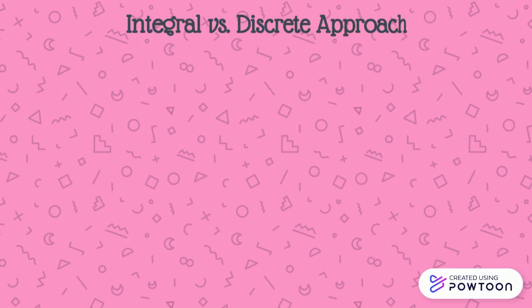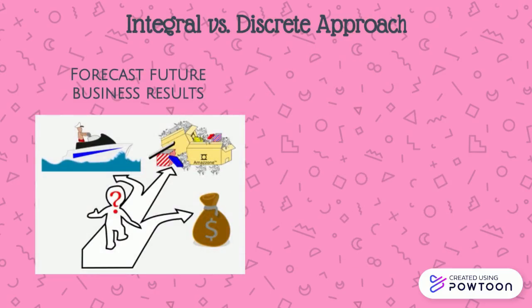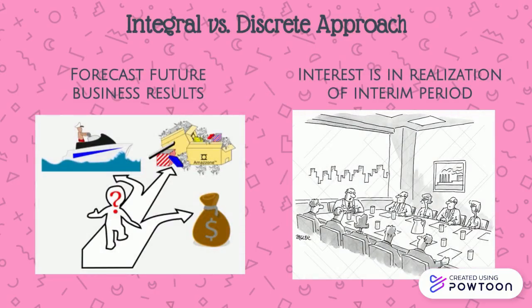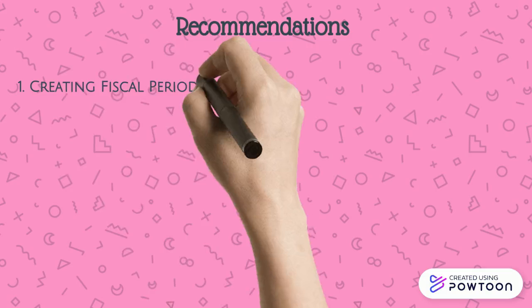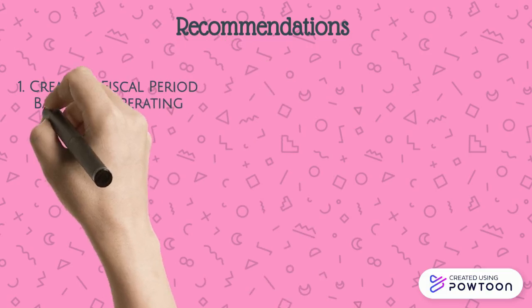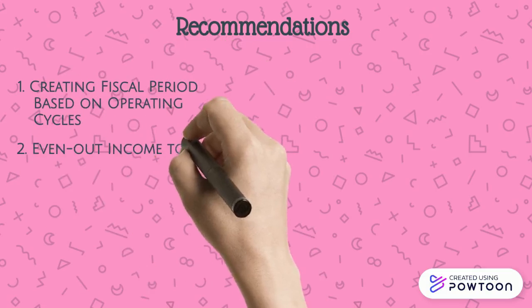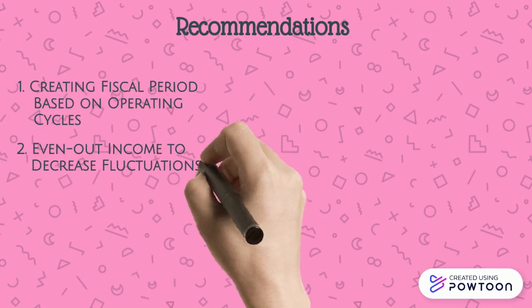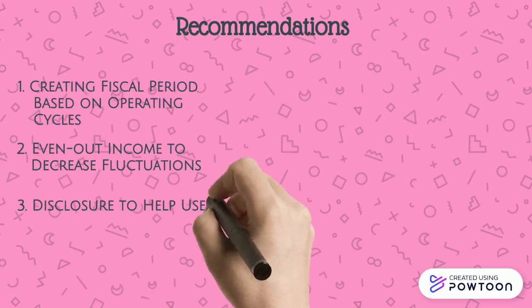The integral approach argues that interim reporting helps forecast future business results, while the discrete approach counter-argues that interim reporting is used because there is interest in the realization of the interim period. Some recommendations are creating a fiscal period based on operating cycles, evening out income to decrease fluctuations, and using disclosures to help users interpret results.